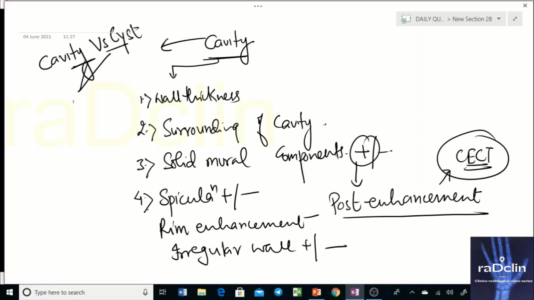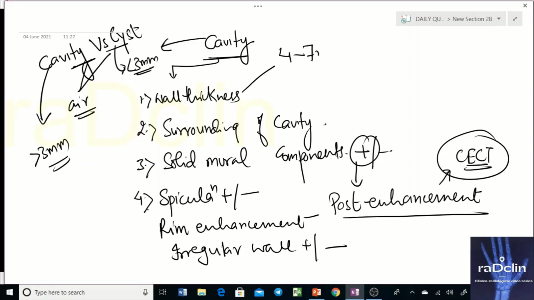Both of these structures have air. The only difference between them is the wall thickness. It is more than 3 mm in a cavity, and less than 3 mm in a cyst. If the wall thickness is around 4 to 7 mm, remember this, it points to an infective cause. If it is 16 to 24 mm, it is a thick walled cavity, and it points towards a malignant cause.